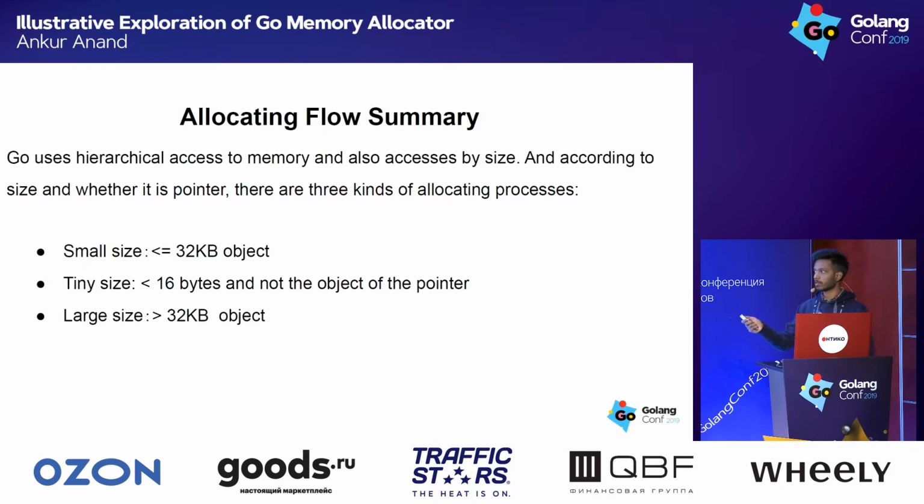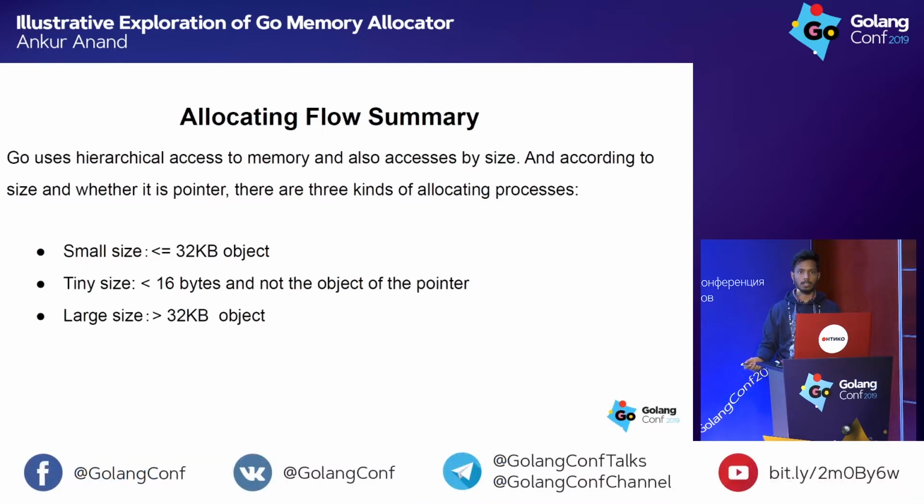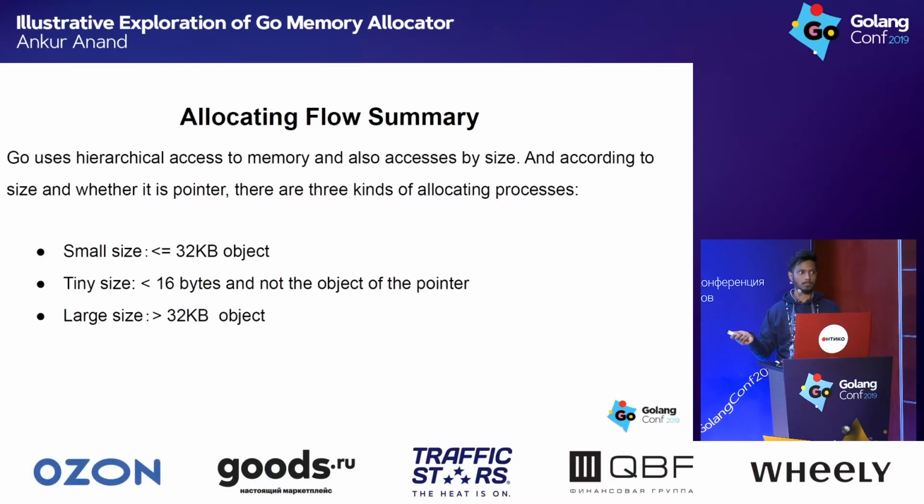Go helps here, and also if you have a large object, greater than 32 kilobytes, it will be allocated directly on the global heap. That means in your application, only one goroutine at a time can access the global heap if it needs to allocate memory there.